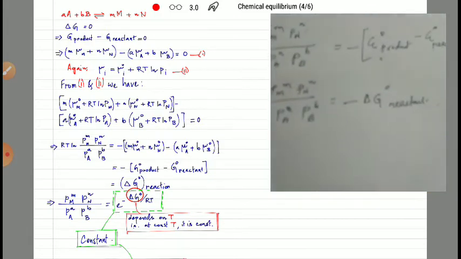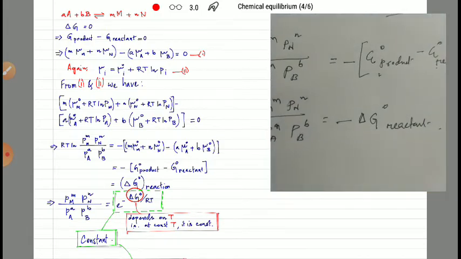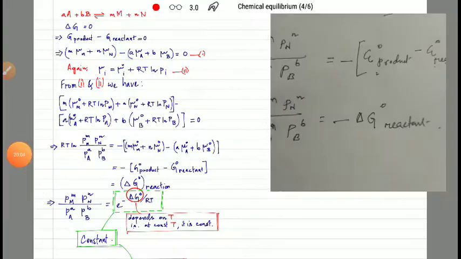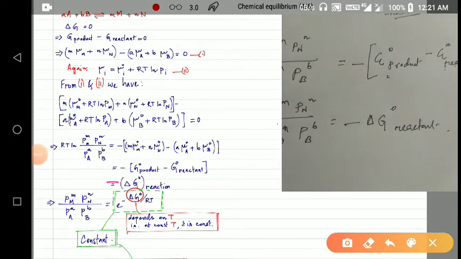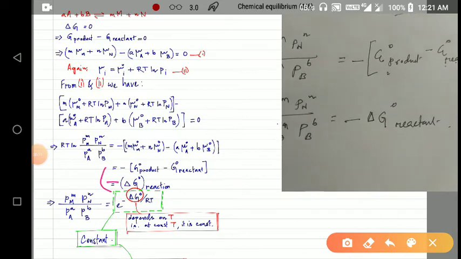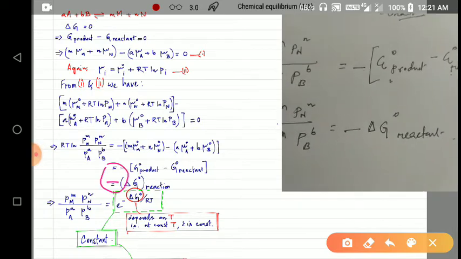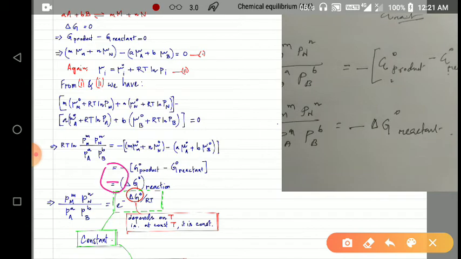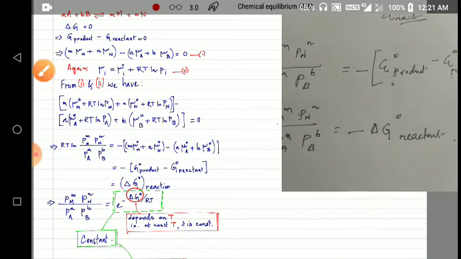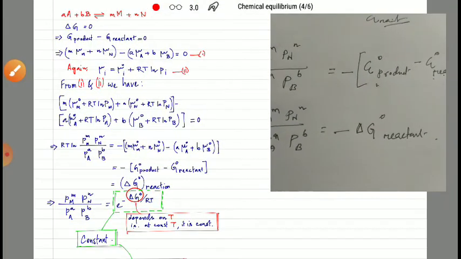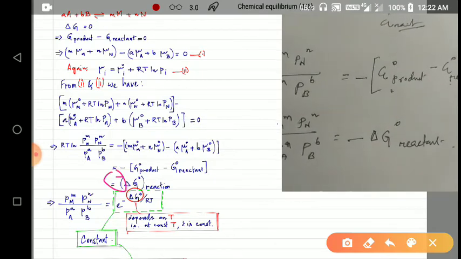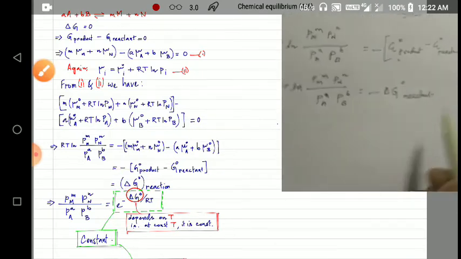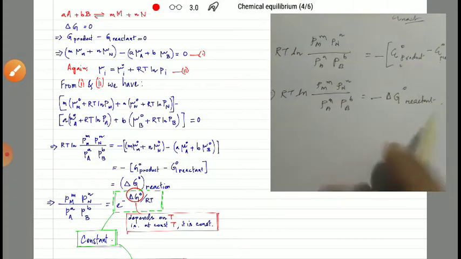Here I forgot to write the negative signs. Please write a negative here, one negative should be here. Okay, it will be your negative reactant.